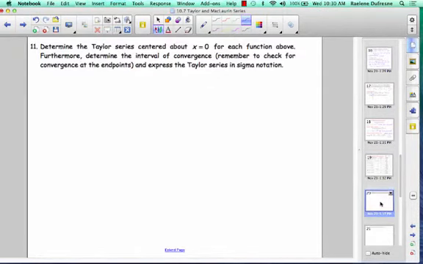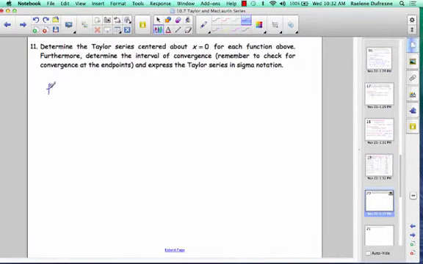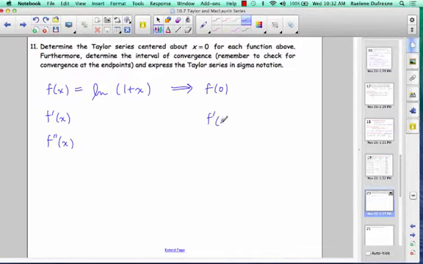Moving on to number 11, we want to determine the Taylor series centered about 0. In other words, we want the Maclaurin series for each function above. If we were to work out the Taylor series for ln of 1 plus x, we could work out all of the derivatives for f and evaluate them at x equal to 0, and then come up with a pattern.